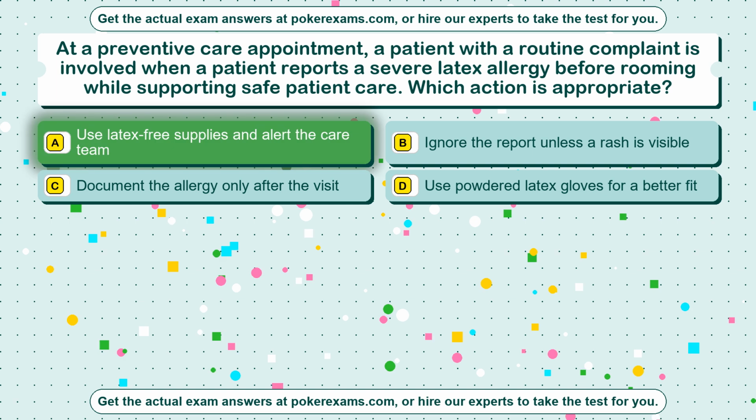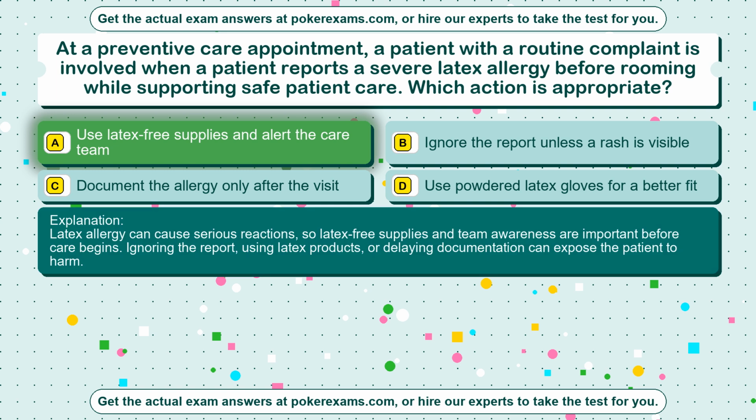The correct answer is option A. Use latex-free supplies and alert the care team. Latex allergy can cause serious reactions, so latex-free supplies and team awareness are important before care begins. Ignoring the report, using latex products, or delaying documentation can expose the patient to harm.